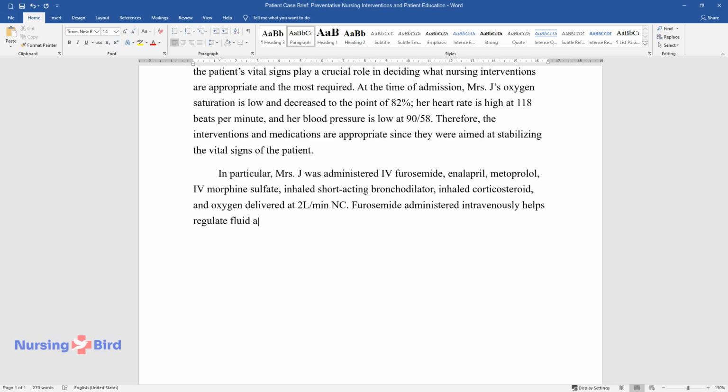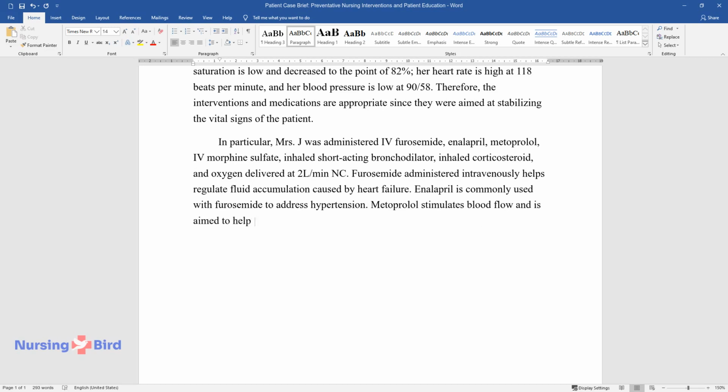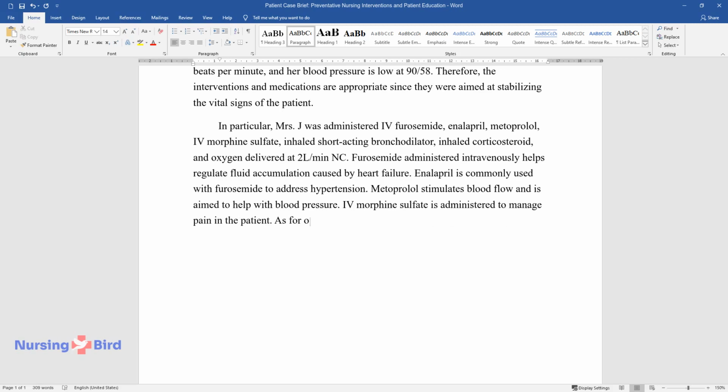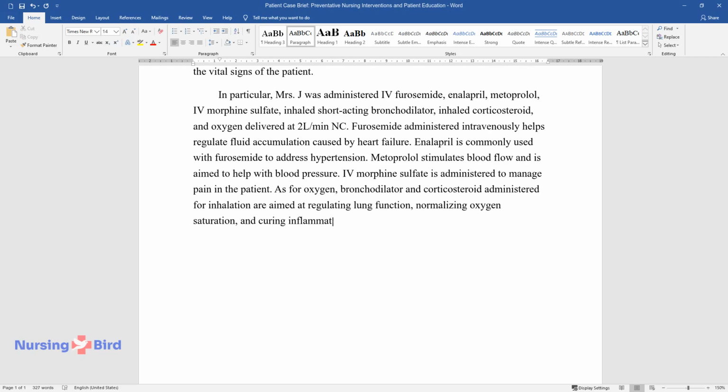Furosemide administered intravenously helps regulate fluid accumulation caused by heart failure. Enalapril is commonly used with furosemide to address hypertension. Metoprolol stimulates blood flow and is aimed to help with blood pressure. Morphine sulfate is administered to manage pain in the patient. As for oxygen, the bronchodilator and corticosteroid administered for inhalation are aimed at regulating lung function, normalizing oxygen saturation, and curing inflammatory processes in the respiratory system.